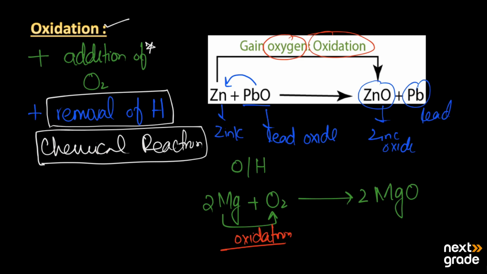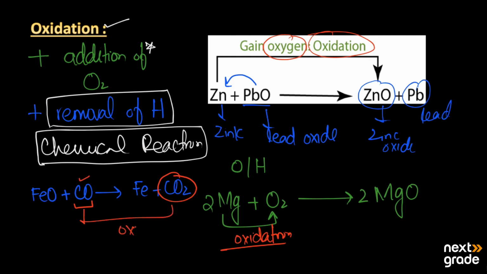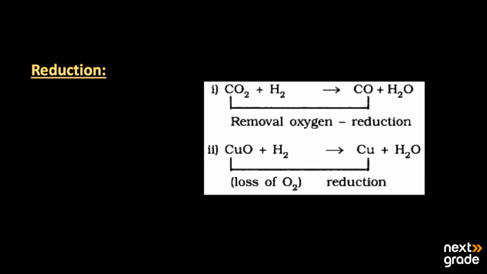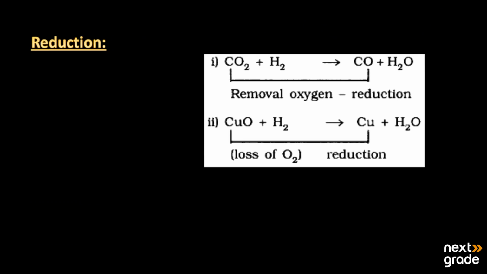If we have another example, the third one, we have iron oxide, and by adding carbon monoxide to it, we gain iron plus carbon dioxide. In this process, this is the carbon monoxide, and after the reaction we gain carbon dioxide. So the carbon gains the oxygen, so it undergoes oxidation. This is a simple oxidation, and after oxidation we have the second concept, which is known as reduction.